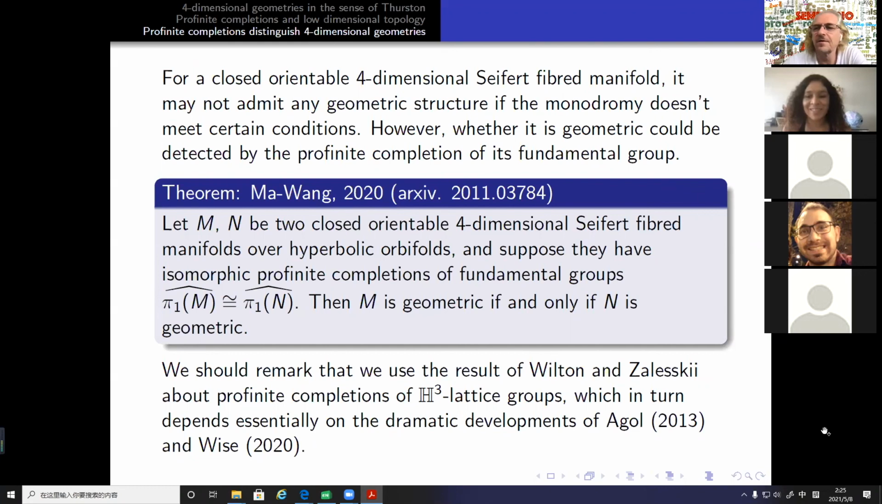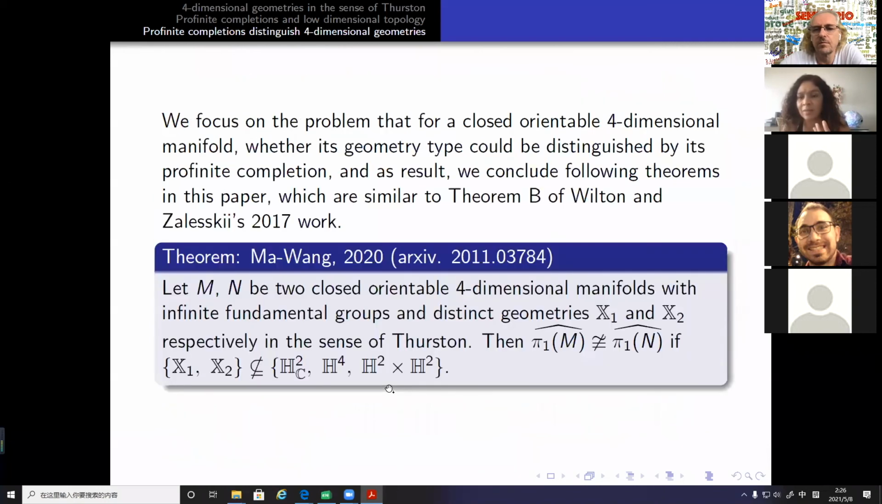Okay, go ahead. In your theorem, you said that if you consider four-manifolds, orientable, you could distinguish these two geometries by the profinite completion, except for four cases. Yes. These four cases, why can you not distinguish them? Do you know some reason why they skip off the list?